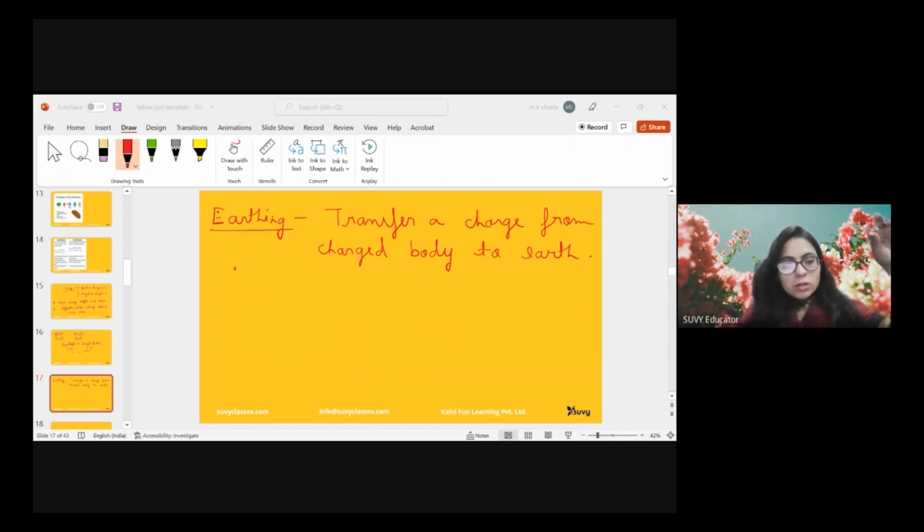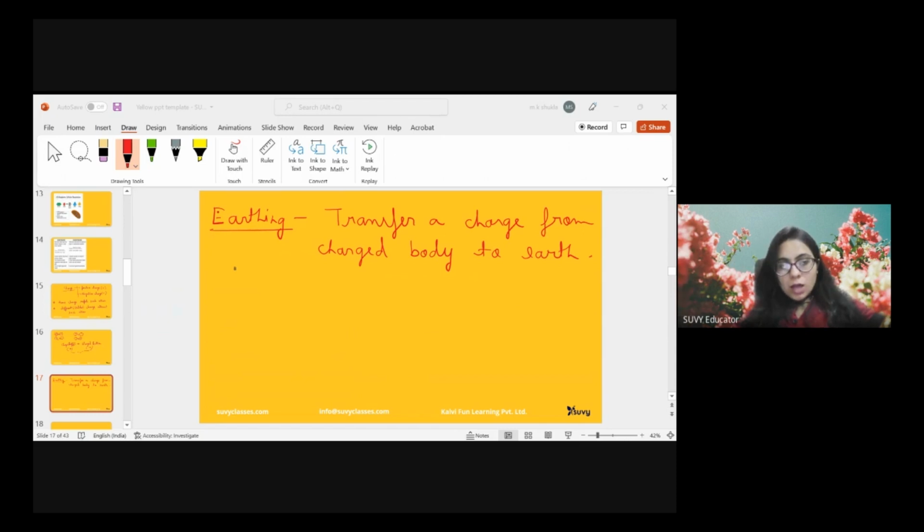So how can you save yourself from lightning? Although these are not very harmful, sometimes they can harm. Okay, when it is on a very large scale, it can harm people. So how can you save yourself? When you hear the thunderstorm sound, just be alert. It is an indication that lightning might occur.